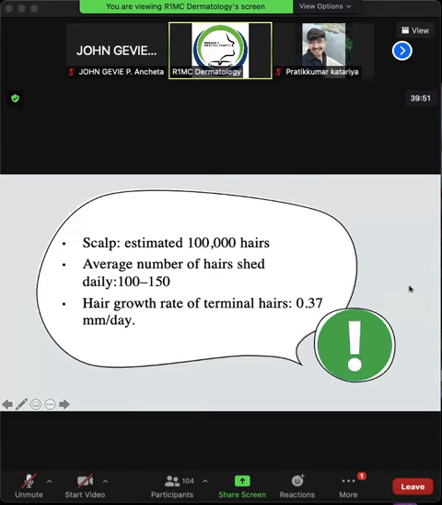The scalp normally contains an estimated 100,000 hairs, and the average number of hairs shed daily is 100 to 150. The hair growth rate of terminal hairs is about 0.37 millimeters per day, and contrary to popular belief, neither shaving nor menstruation has any effect on your hair growth rate. The average uncut scalp hair length is estimated to be 25 to 100 centimeters, although exceptional hairs may be as long as 170 centimeters or 70 inches.